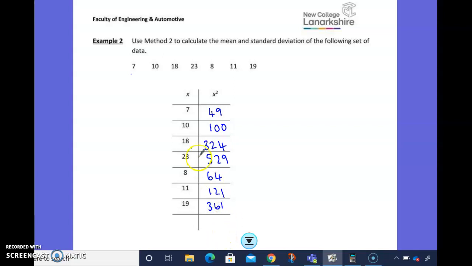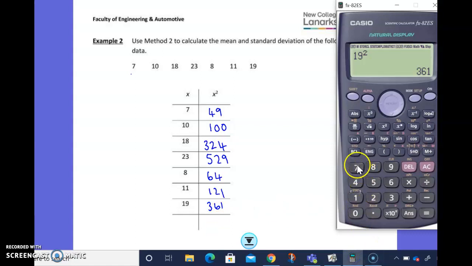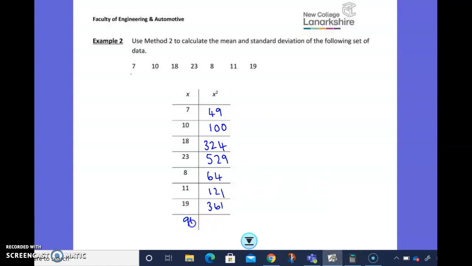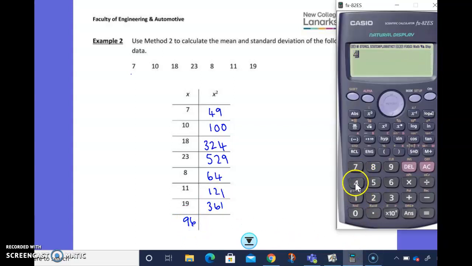361 for the last one. Okay, what we're going to do then is we're going to add up x, and we're going to add up x squared. And we get 96. Add up x squared. 1, 5, 4, 8.